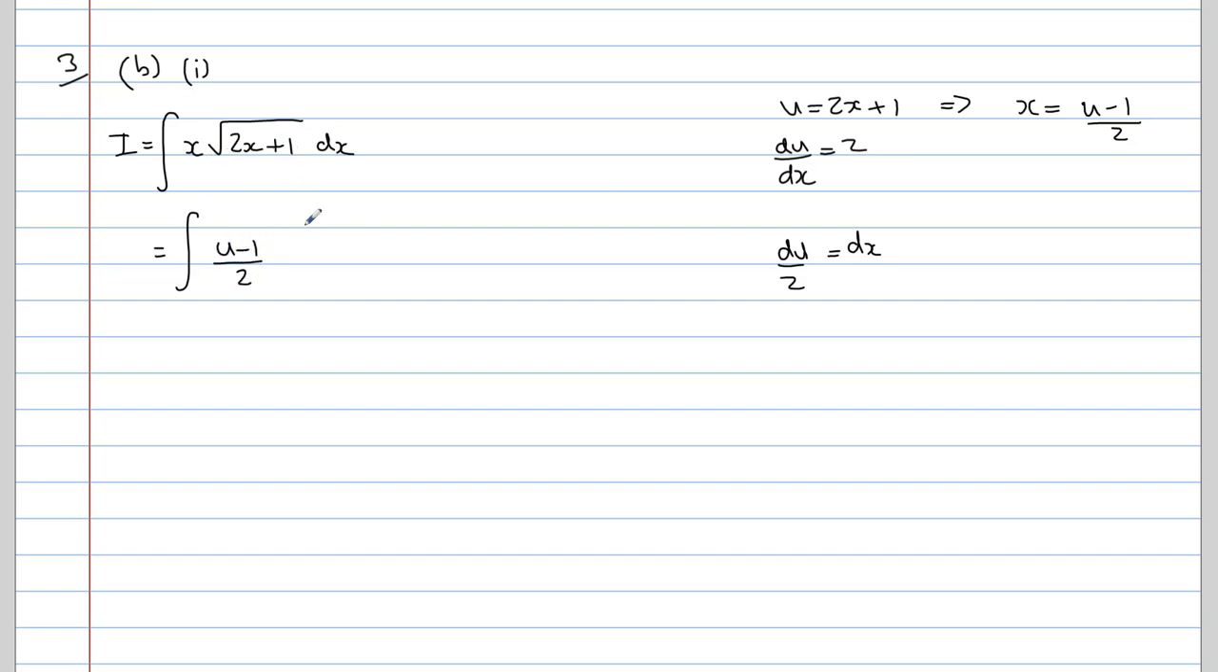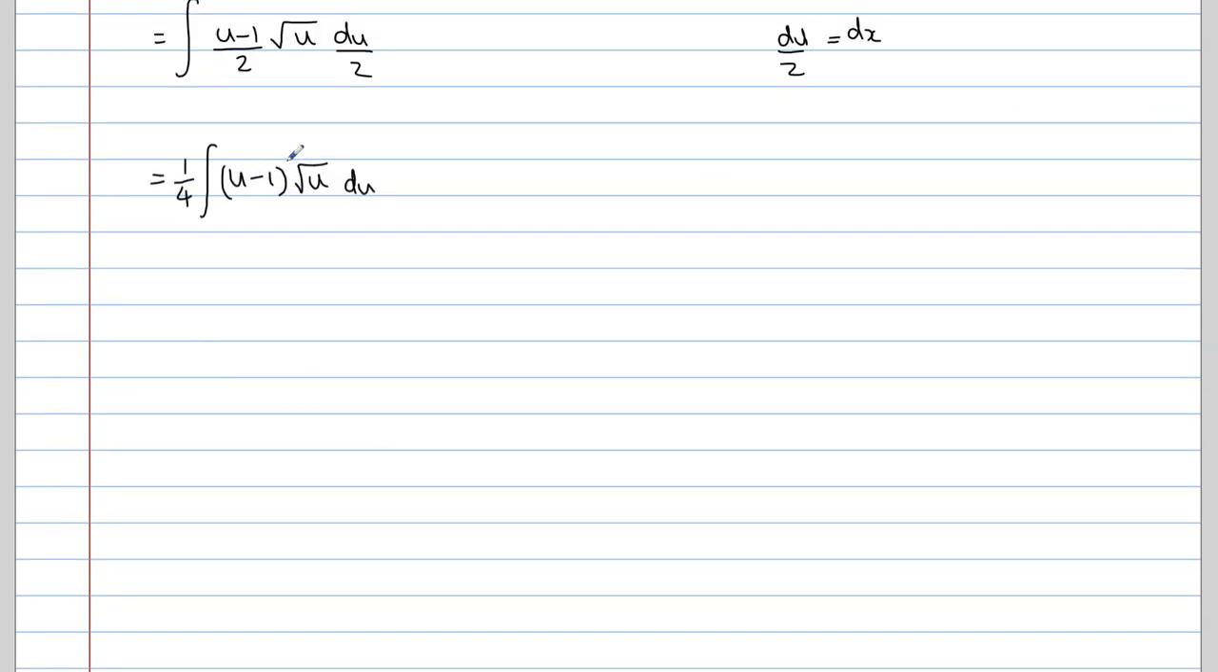The root 2x plus 1 is going to become root u. And the dx is going to be swapped for du over 2. From here, it's just a matter of simplifying. First of all, considering this as a single term, I'm dividing by 2 here and I'm dividing by 2 here. That means I can put a constant of a quarter outside of my integration.